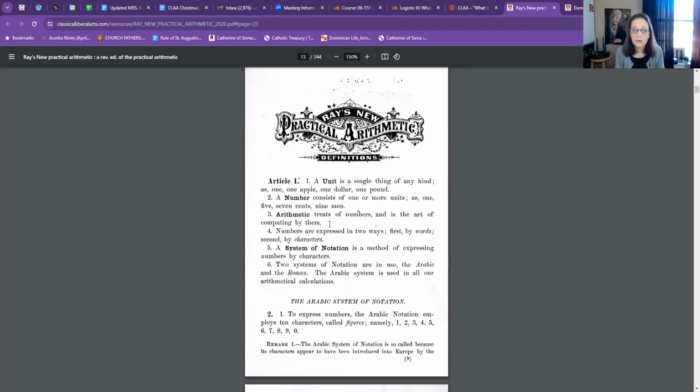Now, if that's really difficult for you, you can just break it up into just learn "arithmetic treats of numbers" first. And then when you have that mastered, then add in the rest, "and is the art of computing by them." Good. So Jude's ready.